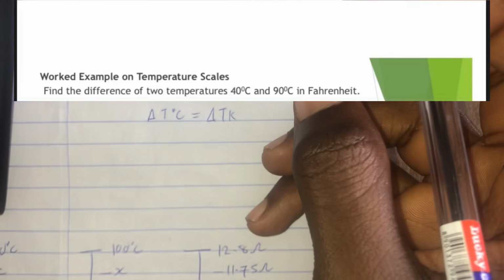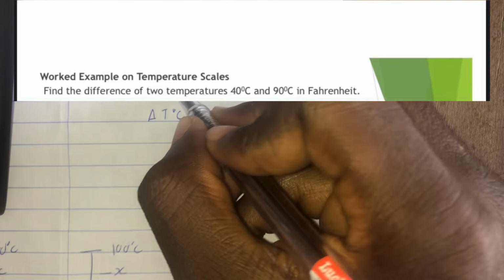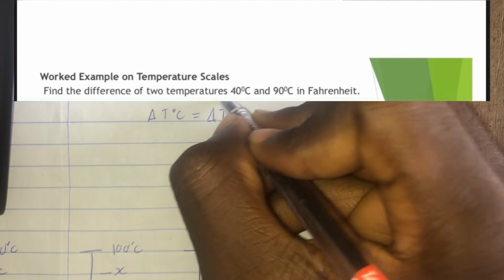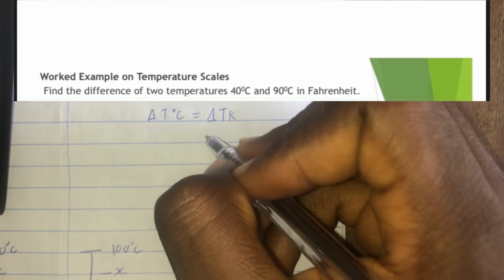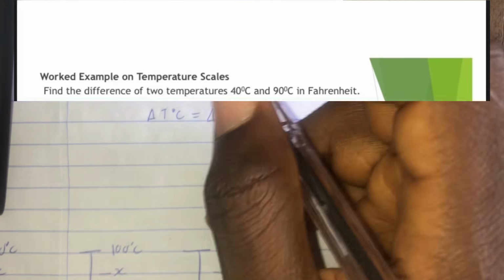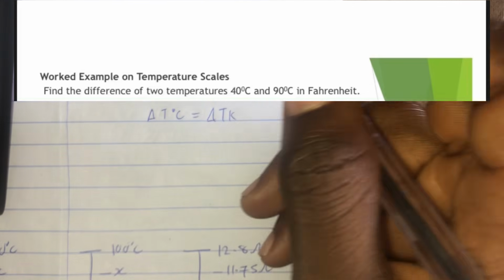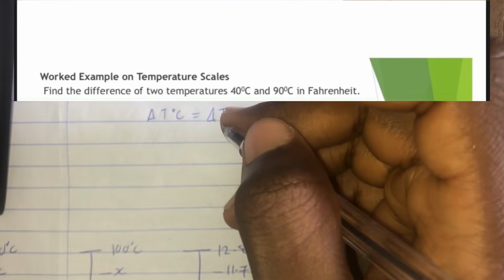It's also 10 Kelvin. The difference is equal, but the value is not equal, because we know that TK is equal to TC plus 273. That's when we are converting, right? But the difference on the Celsius scale is equal to the difference on the Kelvin scale. Why? Because they have the same fundamental interval. Do you know the meaning of fundamental interval? It is the difference between the upper fixed point and the lower fixed point.